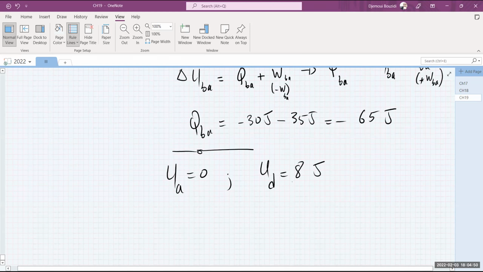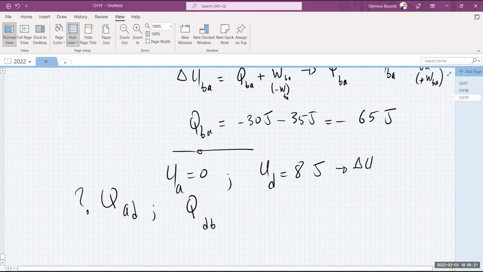Find the heat absorbed from the process AD and DB. So from AD, how much heat is there? And from DB, how much heat is in there? So that's basically the two questions that we're supposed to answer, okay? Knowing this much energy.